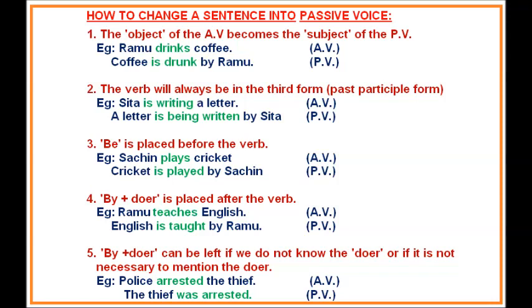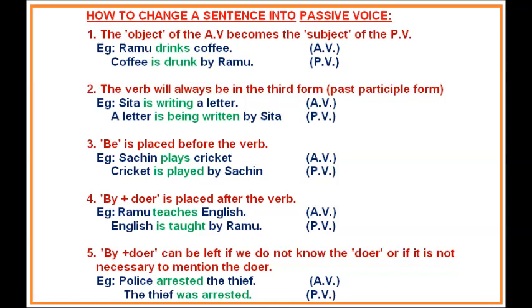First, the object of the active voice becomes the subject of the passive voice. Look at the first example. Ramu drinks coffee. Here action is drinks, doer is Ramu, coffee is the receiver of the action. But in passive voice, coffee comes to the place of subject. The sentence starts with coffee. Coffee is drunk by Ramu. Next one, the verb will always be in the third form, that is past participle form of the verb. We always use past participle form of verb in all tenses, whatever the tense it may be.